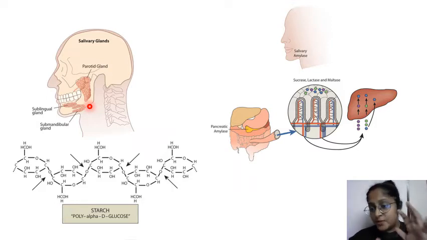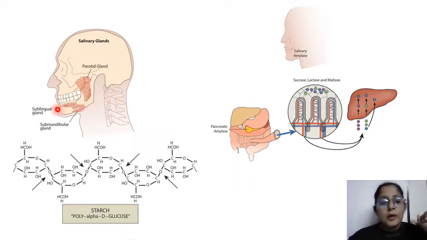We know this process, the mechanical part. Now what happens, the salivary glands, the sublingual, submandibular and the parotid gland, they secrete the salivary amylase. Now when the salivary amylase is secreted, as I told you in the previous slide, it mainly acts upon the alpha 1,4 linkage, okay, and it breaks down food into simpler form.